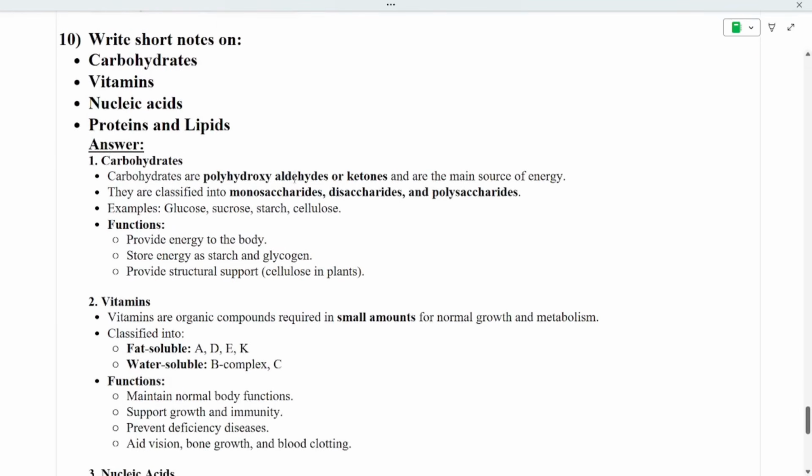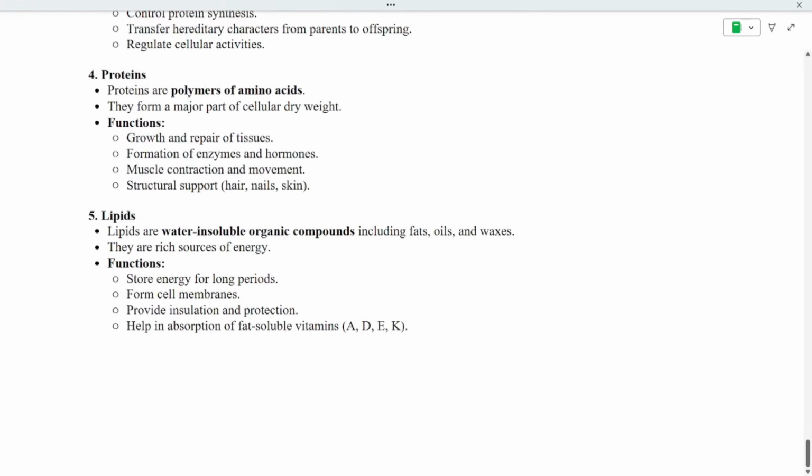Next is about the write a short note on carbohydrates we have discussed, vitamins we have discussed, nucleic acid also it's done, protein and lipids I'll be saying. Okay. What is protein? It is the polymer of amino acid. They form a major part of cellular derivate. It is for growth and repair of the tissue, formation of enzymes and hormones, muscular contraction and movement. It is having the structural support, that is hair, skin and nails.